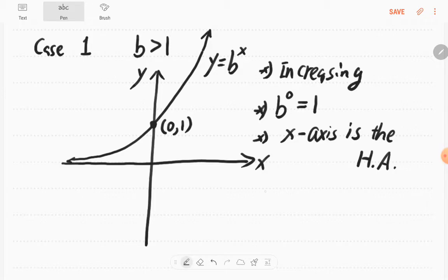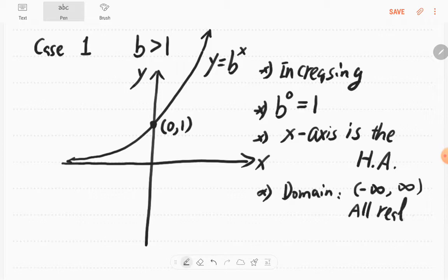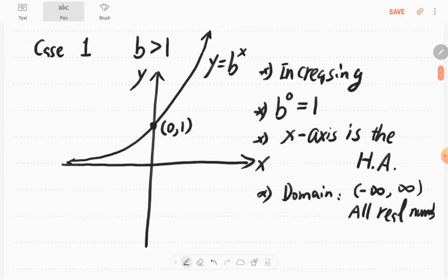And the domain from this one, the domain is all real numbers. In other words, you can plug in any number you want. So it's from negative infinity to positive infinity, right? All real numbers.